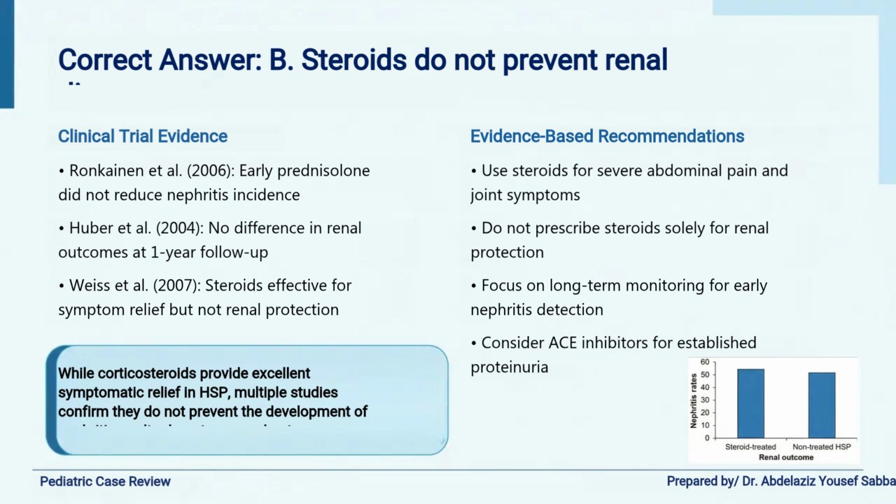The evidence-based recommendations are therefore clear. Use steroids for severe abdominal pain and joint symptoms. Do not prescribe steroids solely for renal protection. Focus on long-term monitoring for early nephritis detection, and consider angiotensin-converting enzyme inhibitors for established proteinuria.